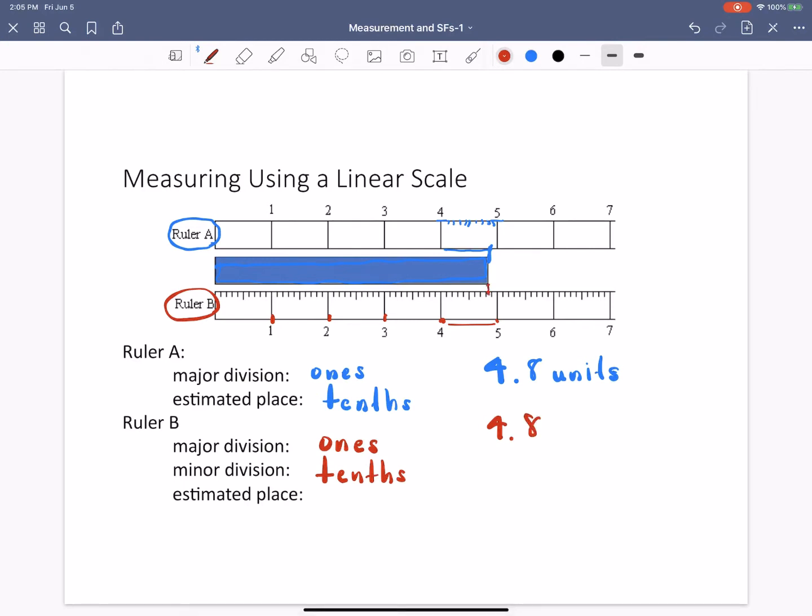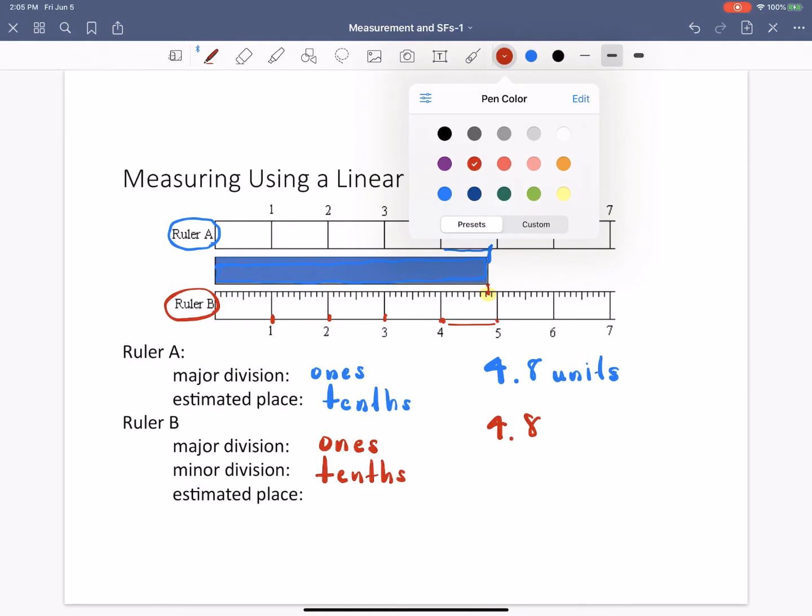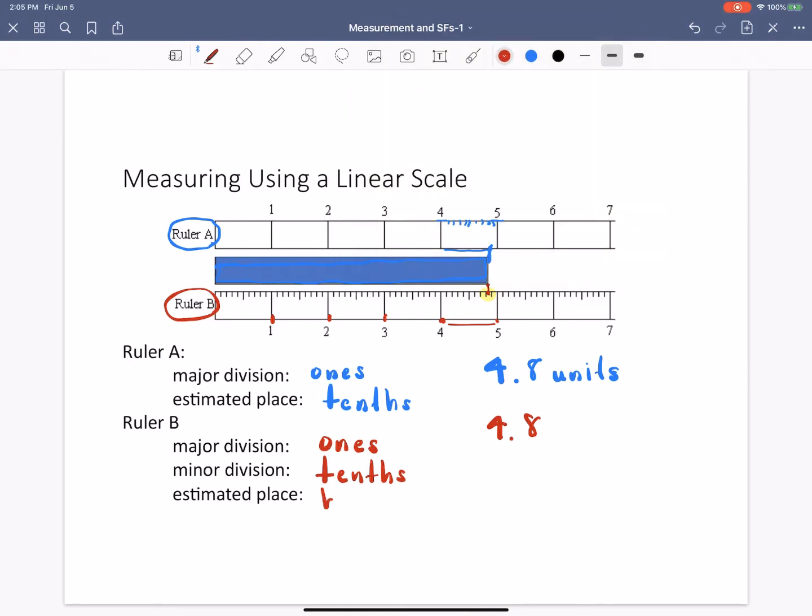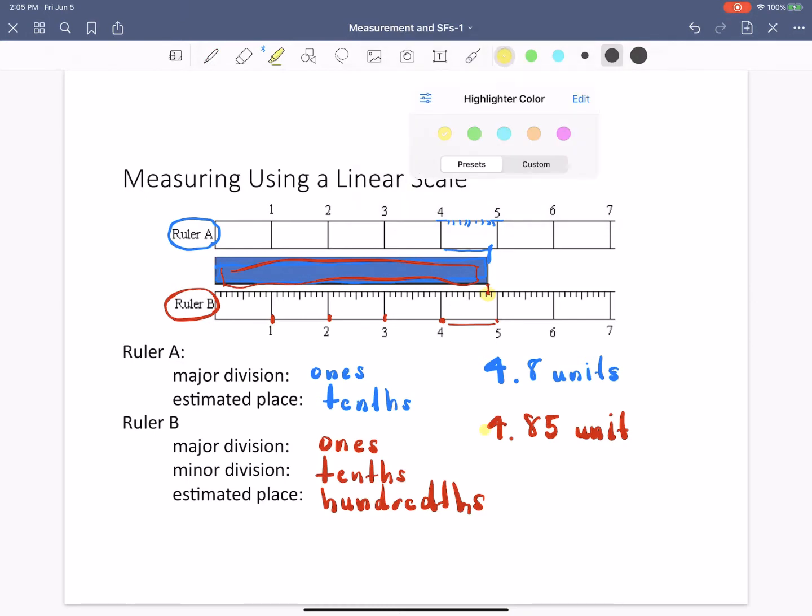If I estimate this by breaking that small space into 10 units, and estimate that to be halfway between 4.8 and 4.9, I am estimating the hundredths place, to be 5/10 of the way there. And then I need units. So I've measured the length of this physical quantity with both numbers and units.